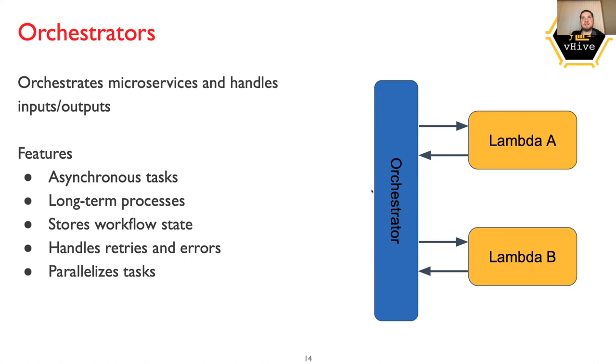And because of it, it can be very flexible when handling retries or errors, or it can also parallelize tasks. Compared to SQS, for example, an orchestrator can have more customized logic for errors. And for different errors, it may have a different handling mechanism. For example, with SQS, all errors would go to the dead letter queue.